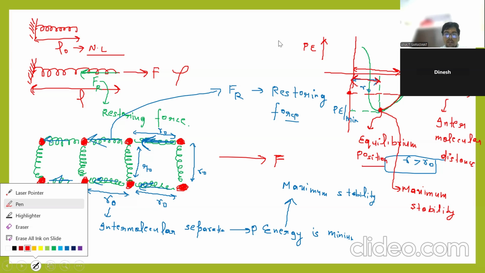Today I will start stress. This is clear to you? What is stress? Write down. Stress is the internal restoring force per unit cross section area.